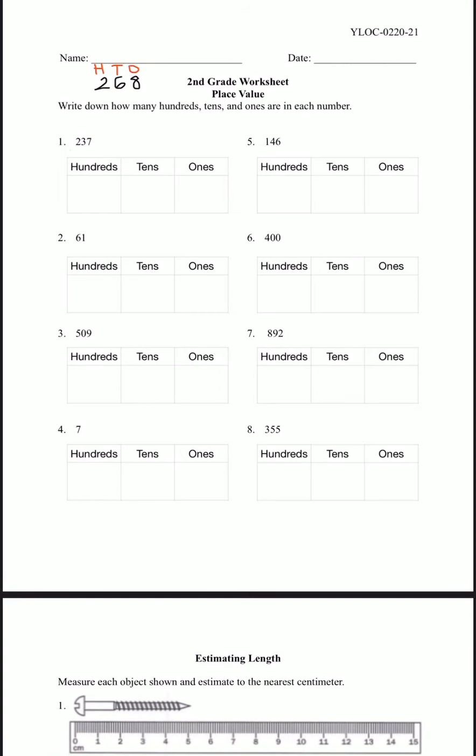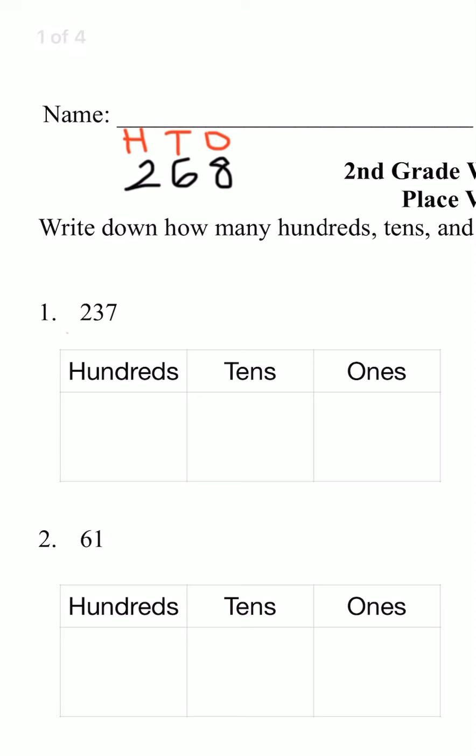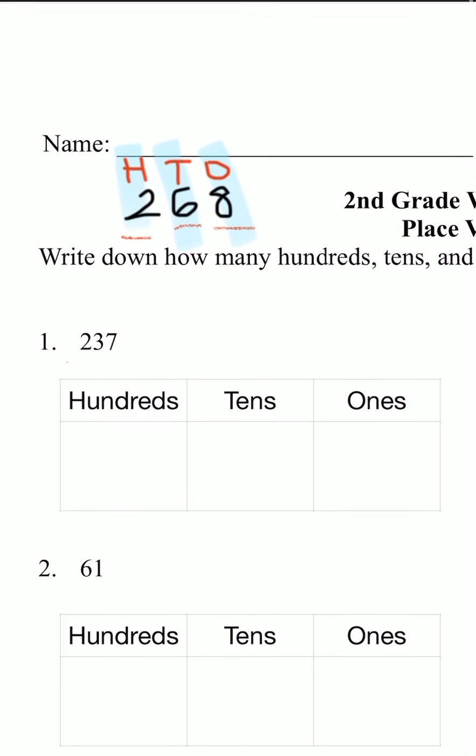Hi, today we're starting with place value. Write down how many hundreds, tens, and ones are in each number. So let's try. For example, we have 268. 268 is a 3-digit number, and the ones is always going to be our first digit, second, and third, right?